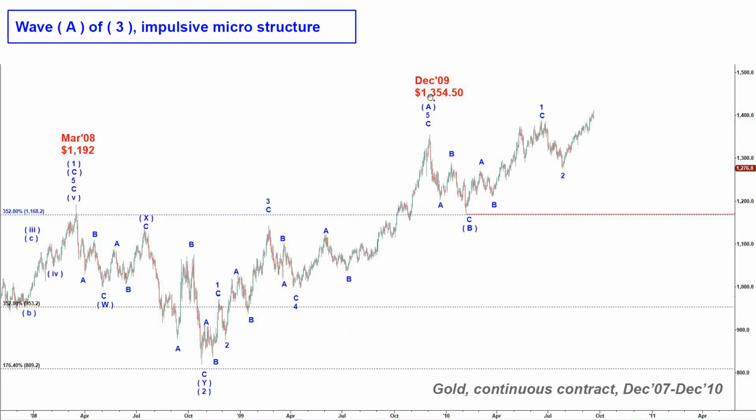This is A of 3, and of that A of 3, we should get a corrective wave B of 3, which is subdivided into ABC, and in this respect it was a pretty shallow B of 3, which is totally acceptable because waves B, especially wave B of 3, which is a corrective wave inside the strongest part of the rally, is totally unpredictable in terms of structure and depth. And from here, from that bottom made at 1168.20, we should get the final 5 waves up, which would be wave parenthesis C of parenthesis 3, which would complete the strongest part of the rally.